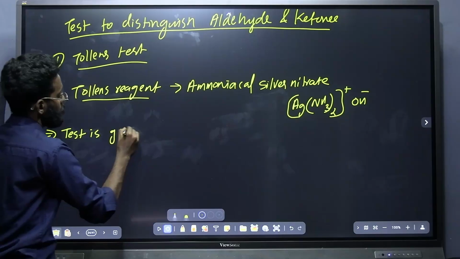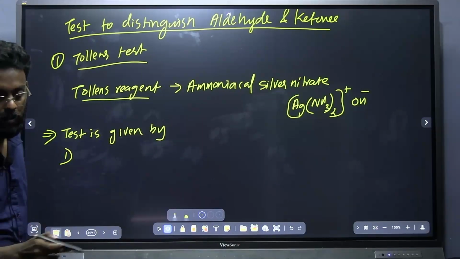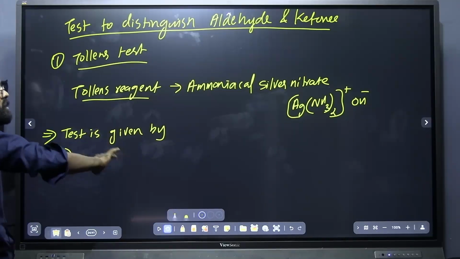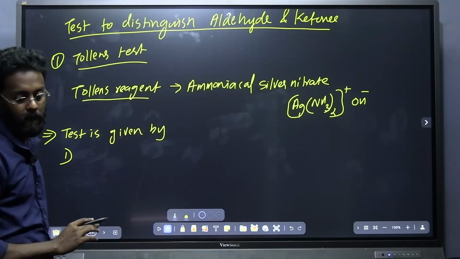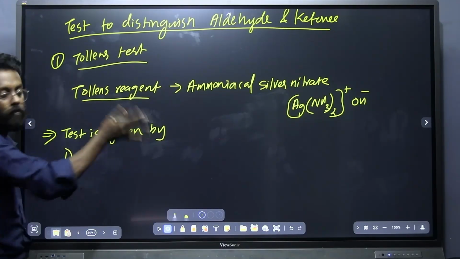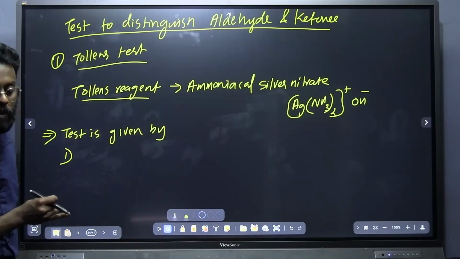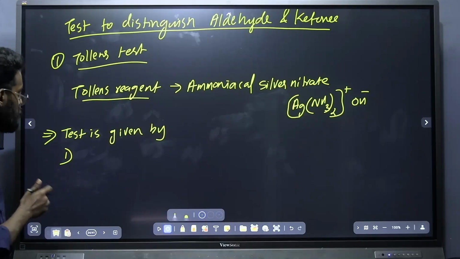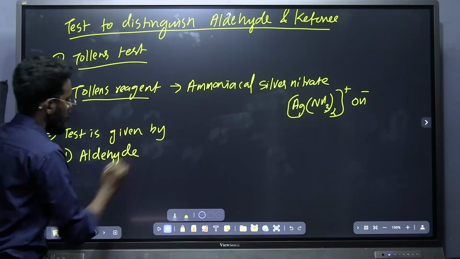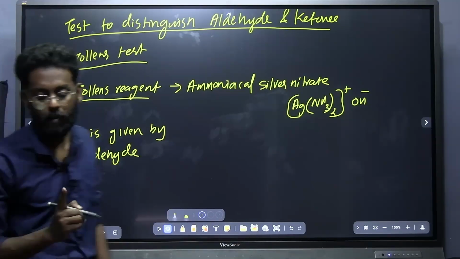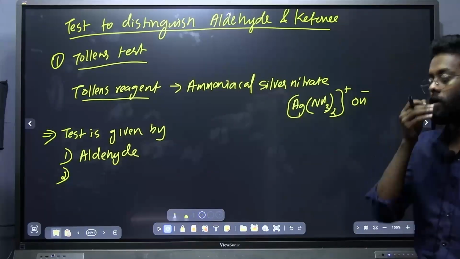Which are the compounds that will be given by the Tollens test? Tollens reagent is an oxidizing agent. It will oxidize the compound and convert aldehyde into acid. Now tell me guys, which compounds will give the Tollens test? That's the important point. First one, we know that aldehyde will give it. And is there any ketone that will give a reaction to the Tollens reagent?